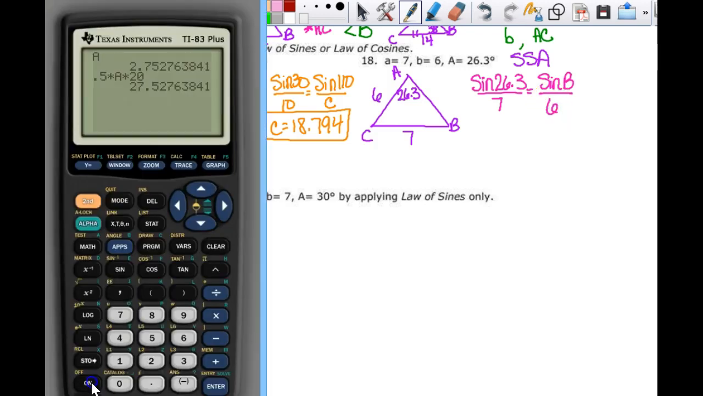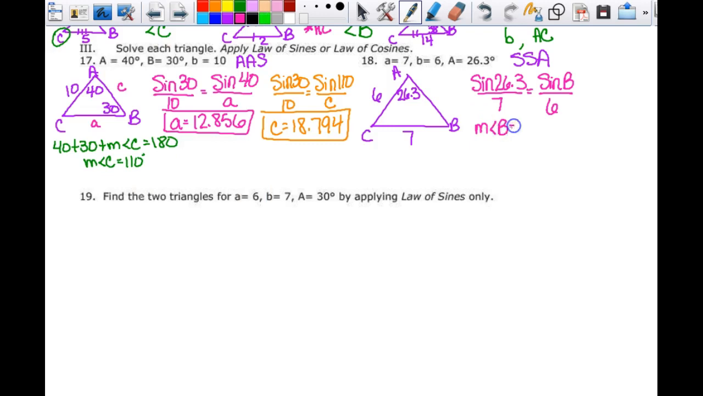So in my calculator, I've got 6 times the sine of 26.3 divided by 7. Now remember, that's not my answer. That's the sine of my answer. So I need to do the sine inverse of the answer. That gives me the measure of angle B. I'm going to store that in B. So I've got the measure of angle B equal to, what was that, 22.320.